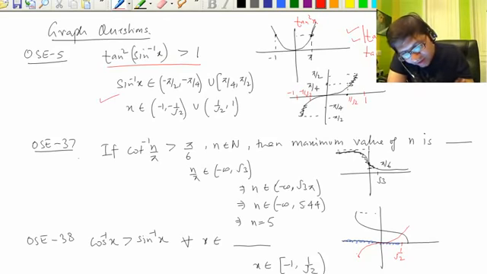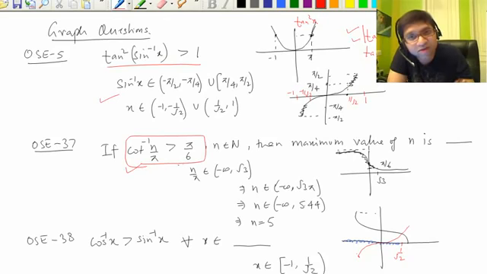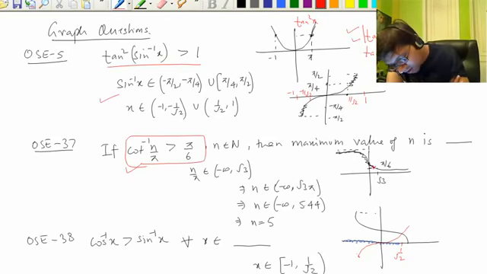Now question 37: cot inverse x by pi greater than pi by 6. Draw the graph of cot inverse, and see where it is greater than pi by 6. We made the graph of cot inverse x, and greater than pi by 6 means the corresponding value is from minus infinity to root 3. For cot inverse x to be greater than pi by 6, the value inside the cot inverse should be minus infinity to root 3.